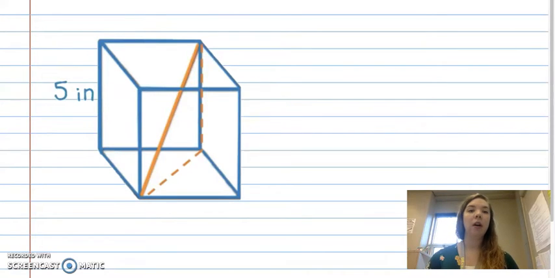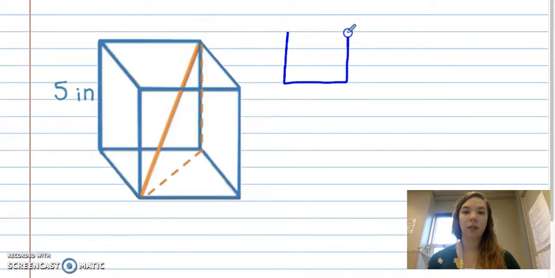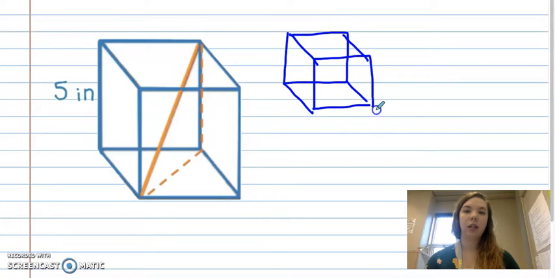This is a cube. The easiest way to draw a cube is to have 2 squares that overlap, like this, and then to connect the corners. Okay, that's going to be the easiest way for you to sketch this picture. And then we're trying to find this length from this back corner to this front lower corner.